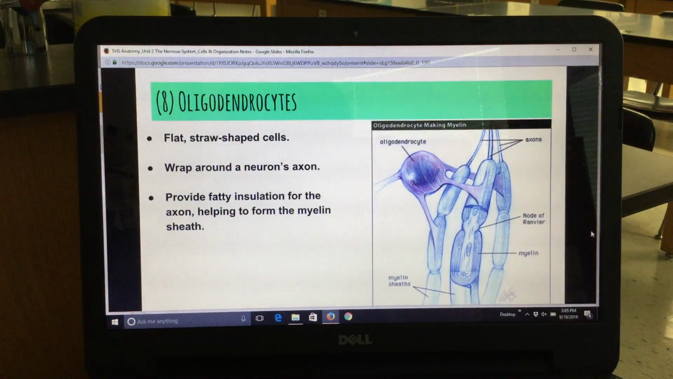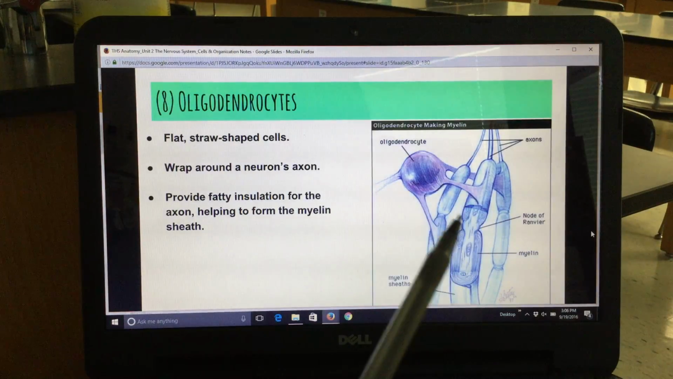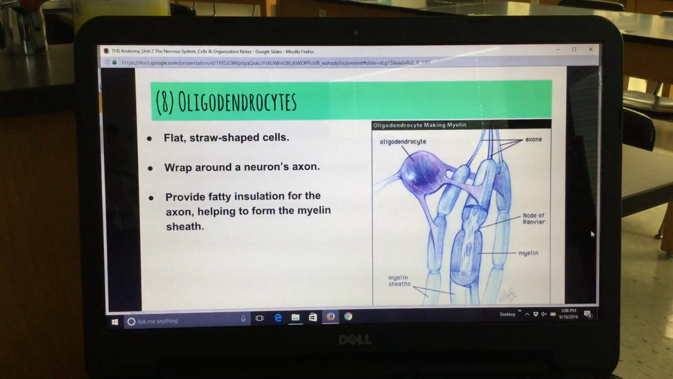Our next type of neuroglia is called an oligodendrocyte. An oligodendrocyte is a flat, straw-shaped cell. I kind of think of it almost like a fruit roll-up, like if you were to partially unwrap a fruit roll-up. The job of the oligodendrocyte is to wrap around the neuron's axon, and it actually helps form that fatty tissue we looked at called the myelin sheath. So here you can kind of imagine if I partially unwrap my fruit roll-up and start to wrap that open part around the axon, it's going to insulate or cover up the axon, forming the myelin sheath.